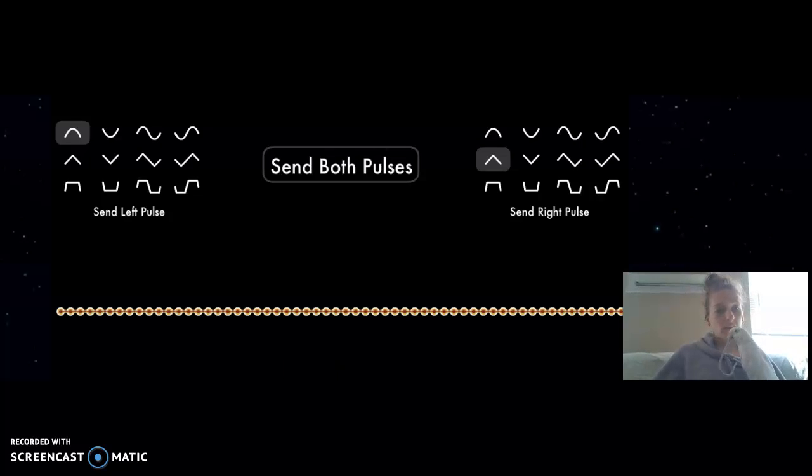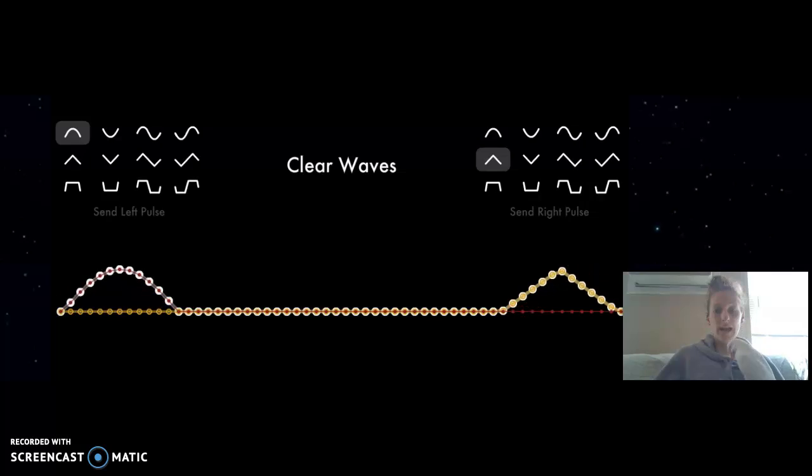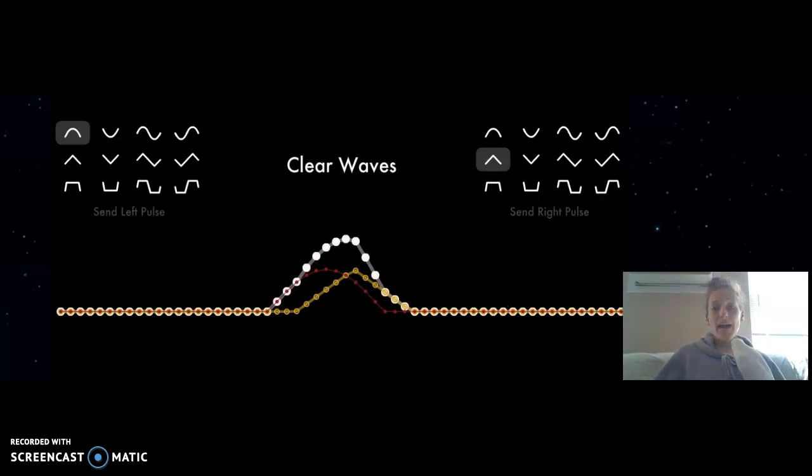So let's show individual pulses. We'll try that one more time. And when they combine in the center, what we're seeing is that their resultant wave is just the amplitudes of both waves added together.